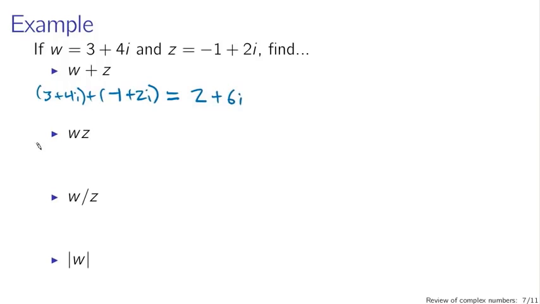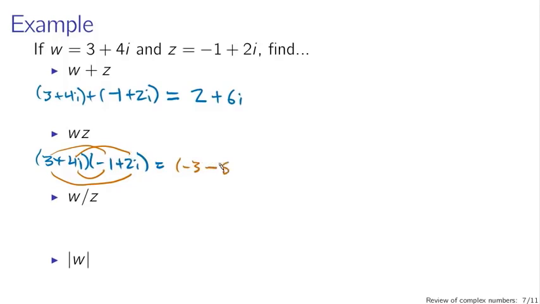Now, w times z, 3 plus 4i times minus 1 plus 2i. For this, we have to distribute, like usual. So from our top eyebrow terms here, we've got 3 times minus 1, which is minus 3, and 4i times 2i, both positive. So I have 4 times 2, which is 8, and i times i, which is minus 1, so minus 8.